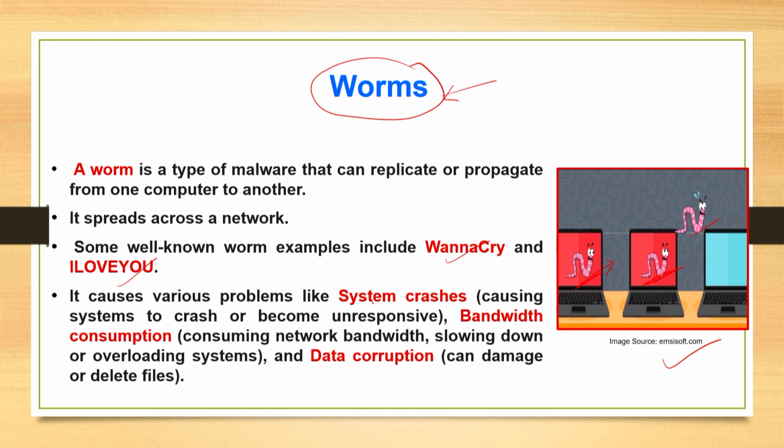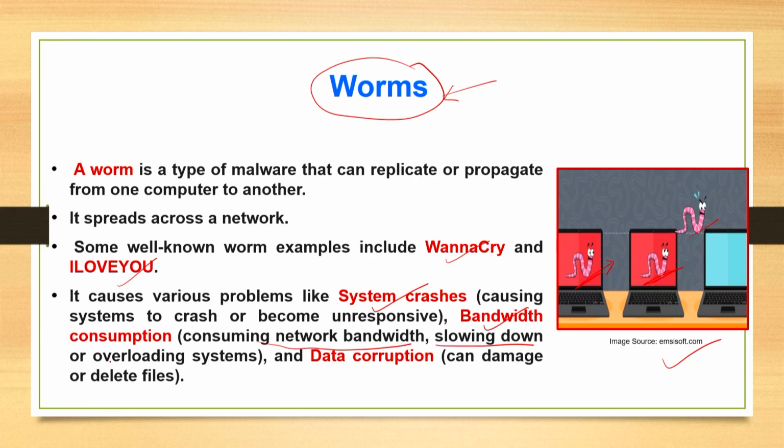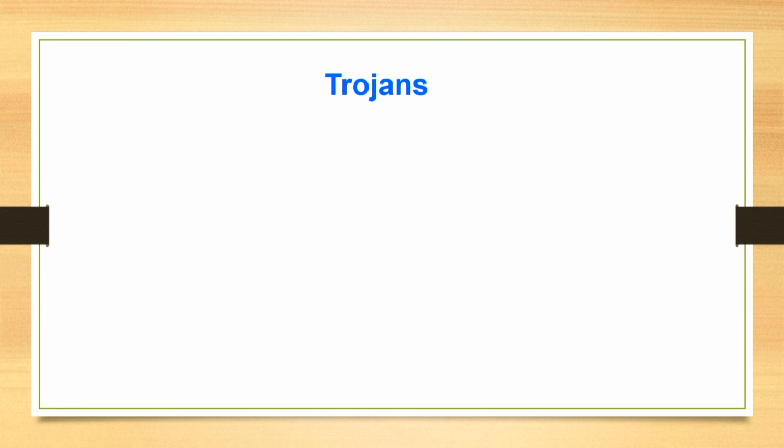It causes various problems like system crashes. Crashes means the system becomes unresponsive. Bandwidth consumption: it slows down the system, which indicates that your internet connectivity is slow, but it is not because of the connection, it is because of the worm as it consumes network bandwidth. So, in that case it is slowing down or overloading systems. Data corruption: it can damage or delete files.